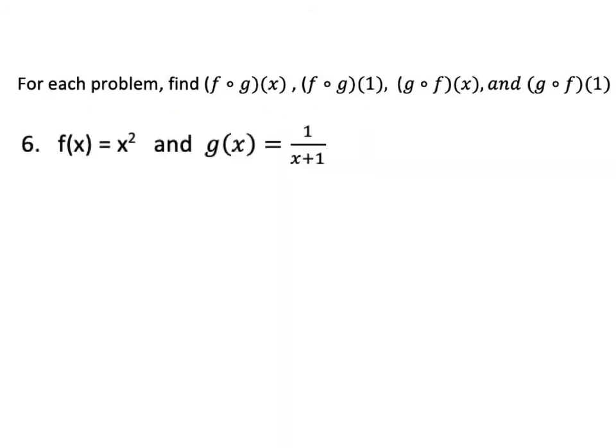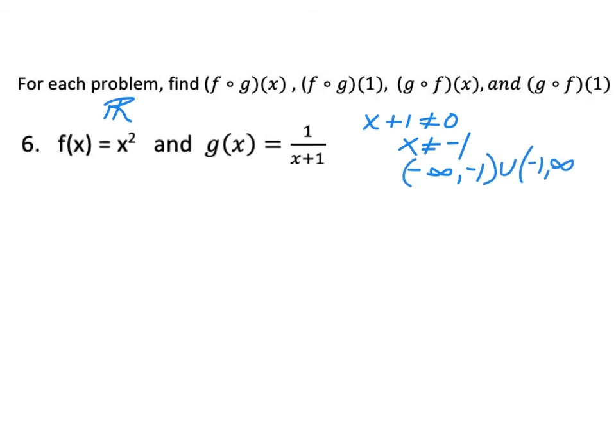Okay, so one final example here. Let's just start by looking at our domain of both. So I've got a quadratic here for f of x, so that's going to be all real numbers. G of x can't divide by 0, so I've got to say that the denominator x plus 1 can't be 0, so therefore x cannot be negative 1. So my domain would be negative infinity to negative 1 union negative 1 to infinity for that one.